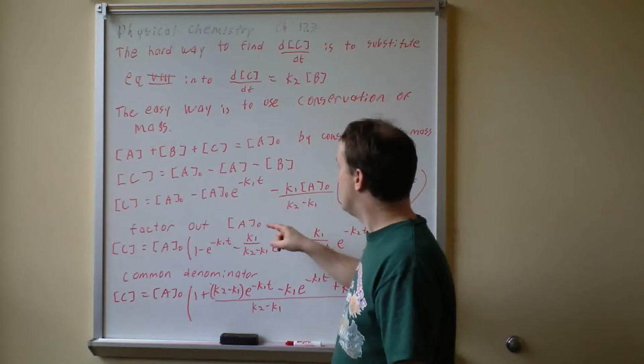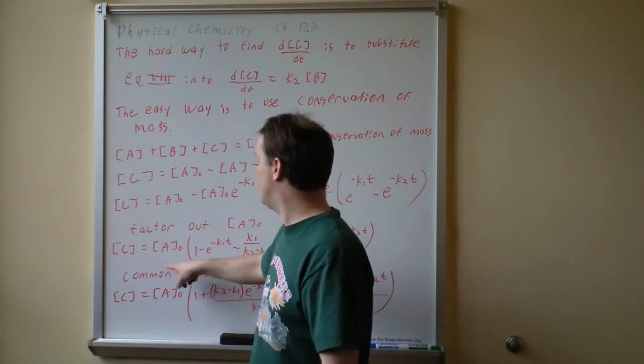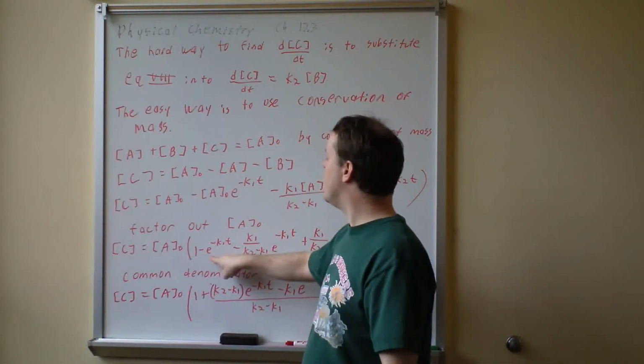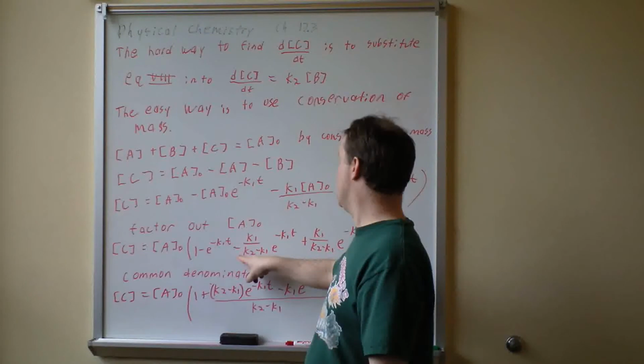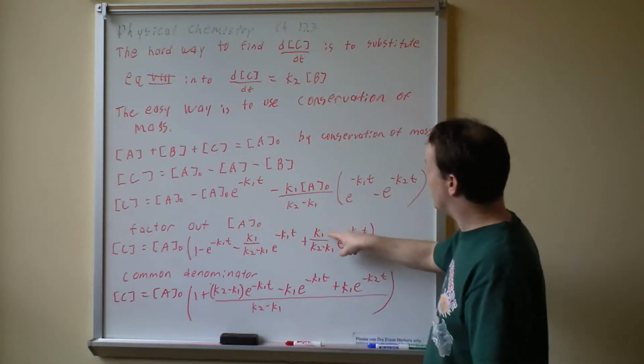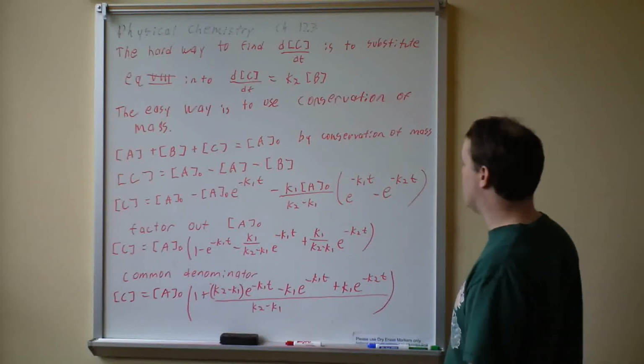Now first we want to factor out the A naught because it's in all three terms. So we get the concentration of C is equal to the initial concentration of A times 1 minus e to the minus K1t minus K1 over K2 minus K1 times e to the minus K1t plus K1 over K2 minus K1 times e to the minus K2t.